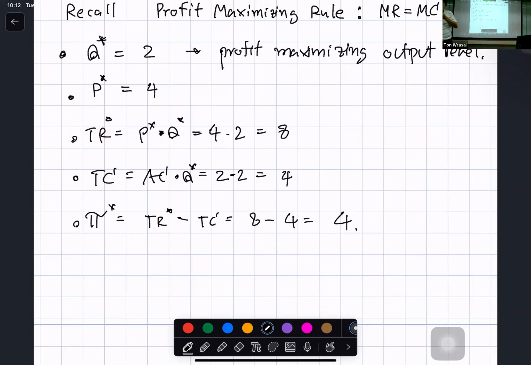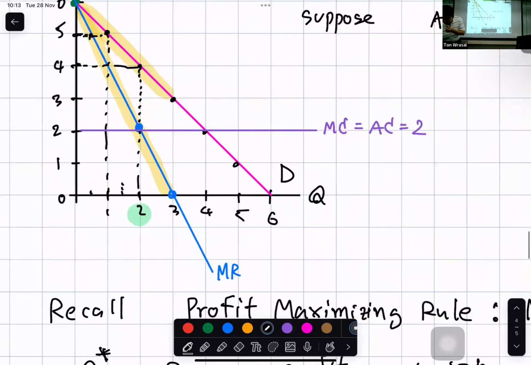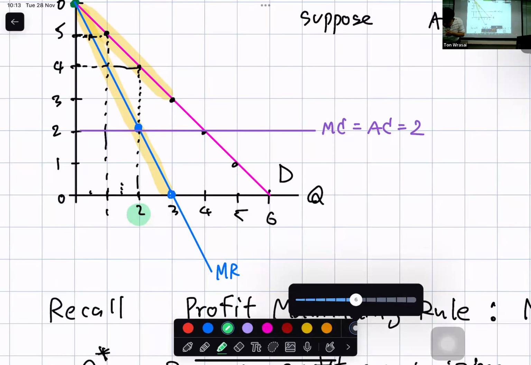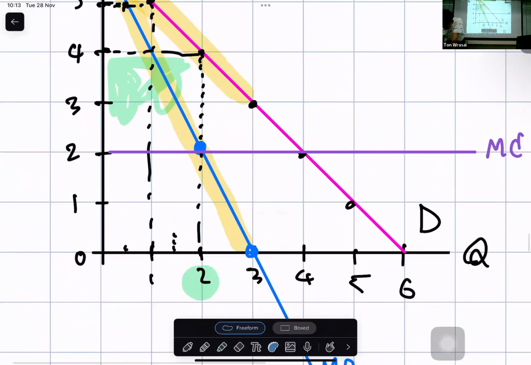And which area then? Profit area. Green then. Green color. To here.